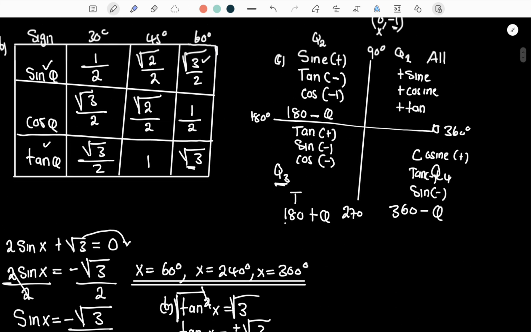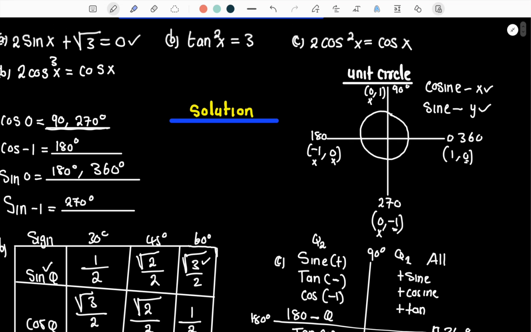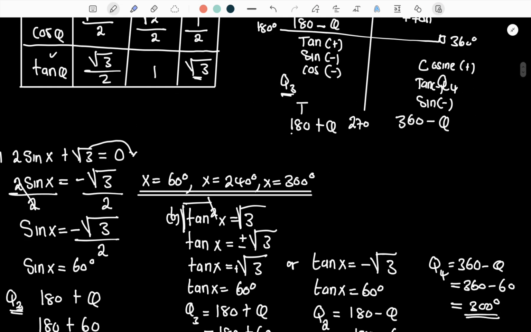Let's try to solve the third question. Then, of course, the fourth question, I'll give it to you as work. So for the fourth question, we are simply having 2 cosine squared x is equal to cosine x. So how do you solve this particular question? It's actually very simple. So let's name it as C. So we have 2 cosine squared x is equal to cosine x.